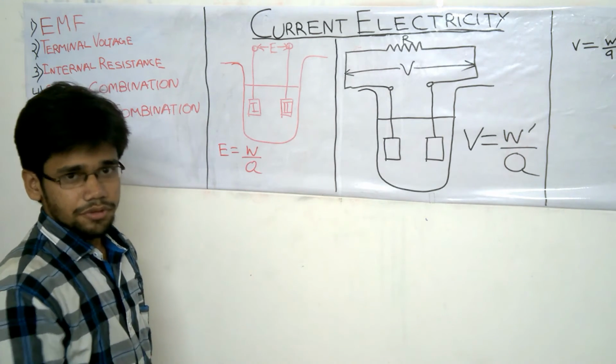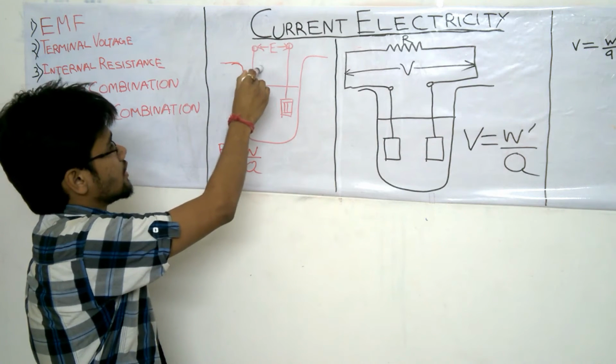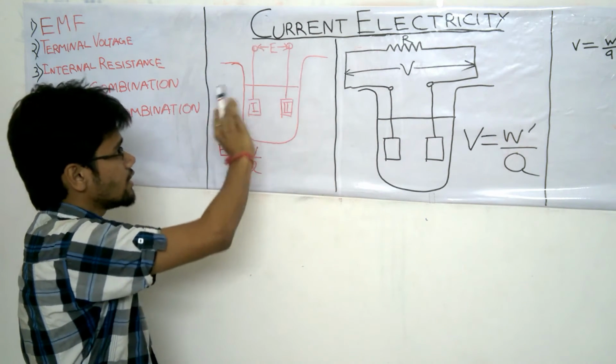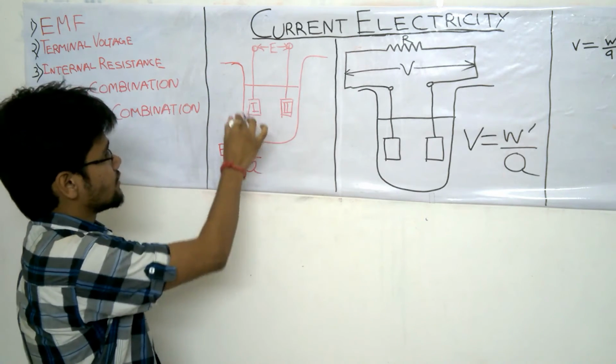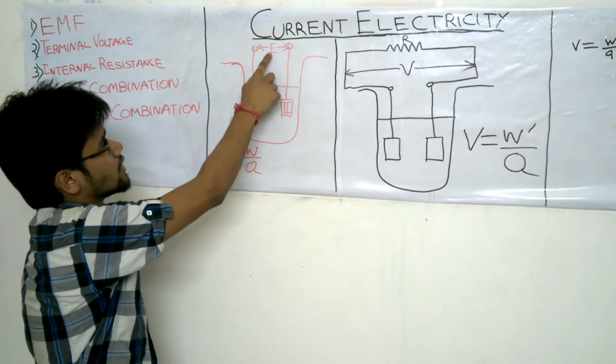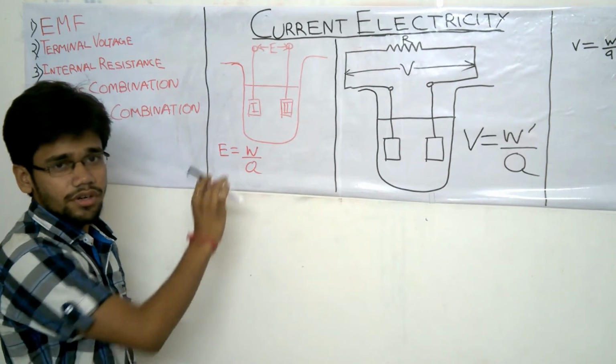So what does EMF constitute? The entire cell, that is, when there is no current drawn from the vessel, then the voltage is known as EMF. So this is what EMF is all about.